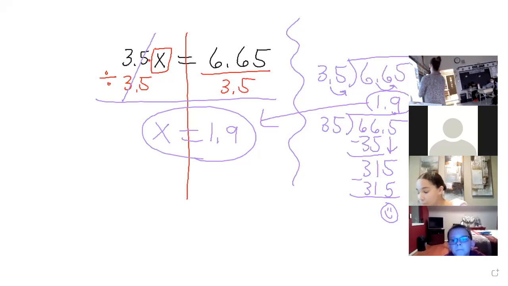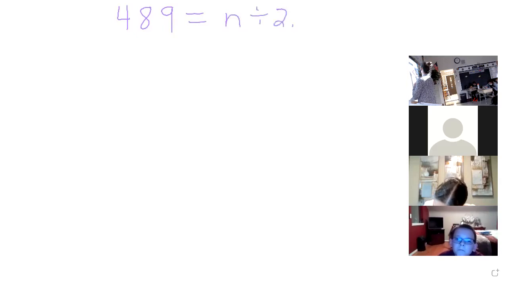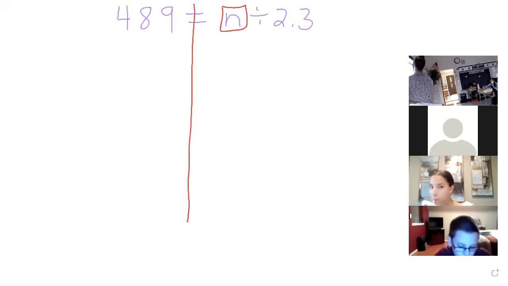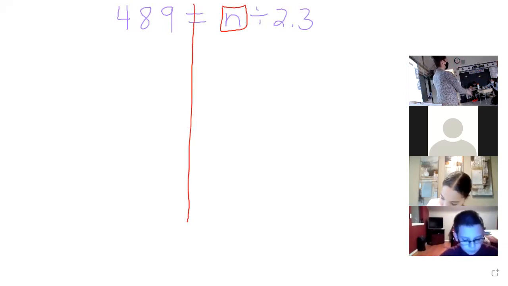Let's check out number 2. 4.89 equals n divided by 2.3. Okay, step 1, identify the variable. Then we're going to make a balance move to get n by itself.